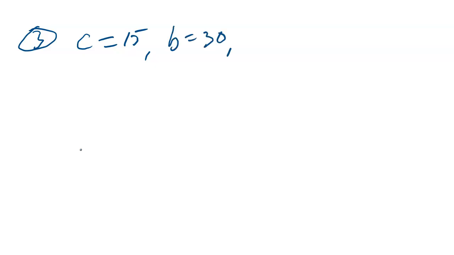All right. So number three. Let's see if we can get interesting here. I'm doing this exactly the same. C equals 15. B is equal to 30. Angle A is equal to 140. And then I want you to find A. All right, it's the exact same thing. So 15, 30, and 140.